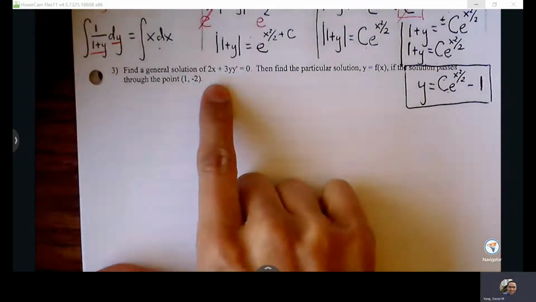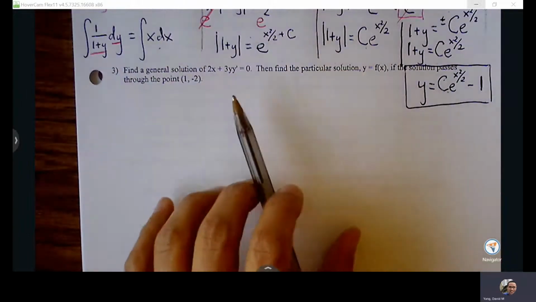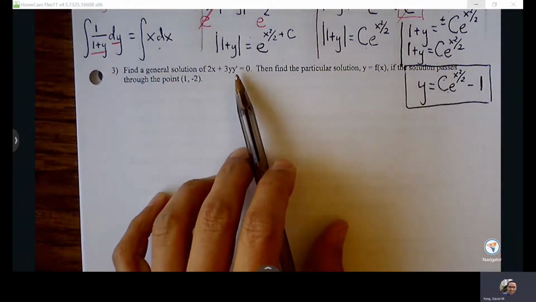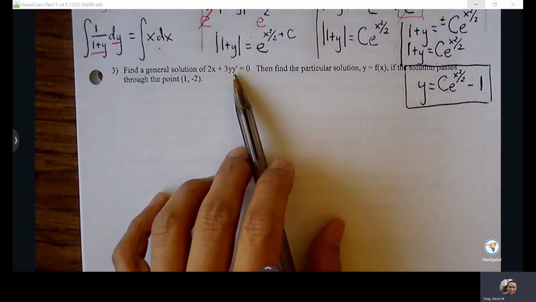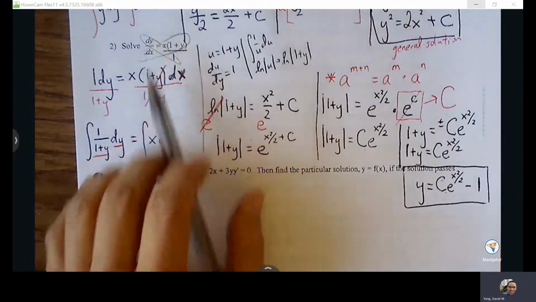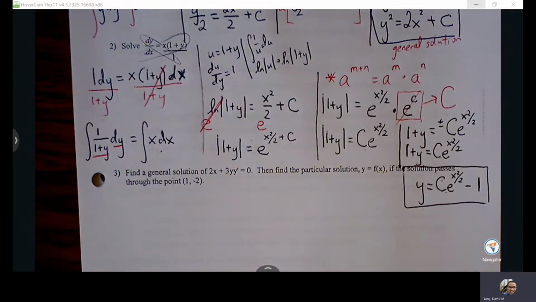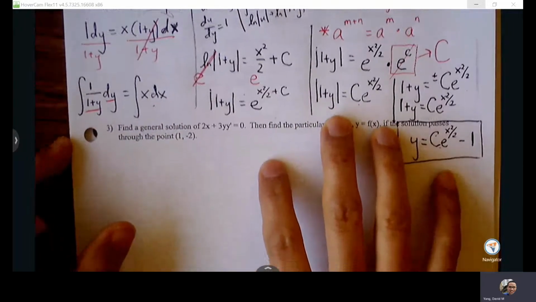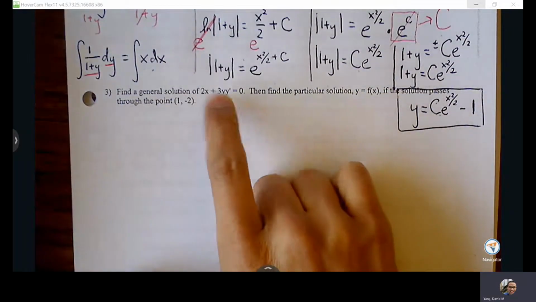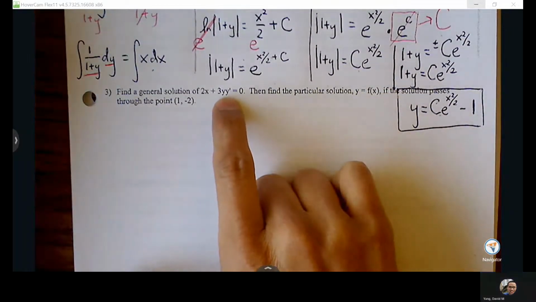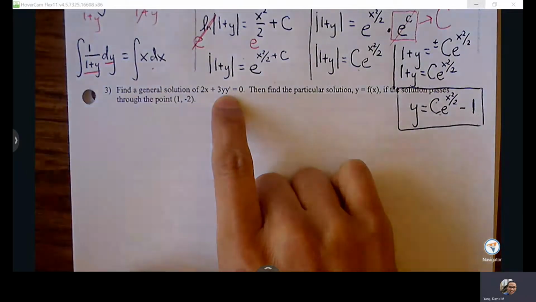Okay, so let's look at number 3 here. I do want to talk about how to set this up. Whenever you see y prime, that is a shorthand way of writing dy/dx. But we want dy/dx in our problem because it helps set the parts that need to be in place. So whenever you see y prime, rewrite y prime as dy/dx.